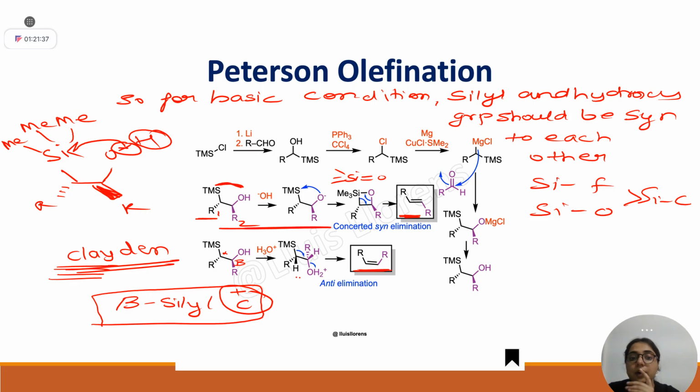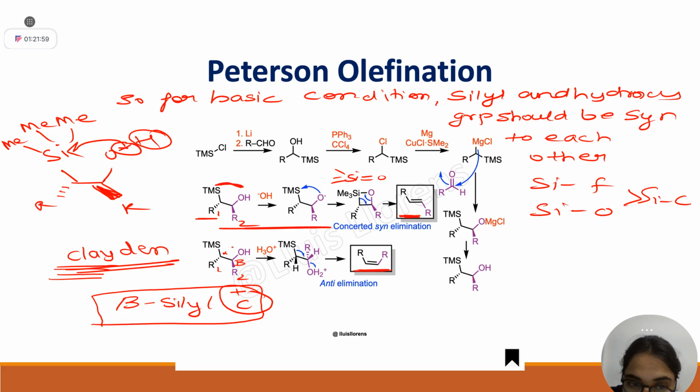Anti-elimination. See, here your silyl and hydroxy should be syn to each other in basic condition. But in acidic condition, they should be trans to each other. But in reality, these R groups are trans, right? Yes, ma'am. But in the product, they are syn.